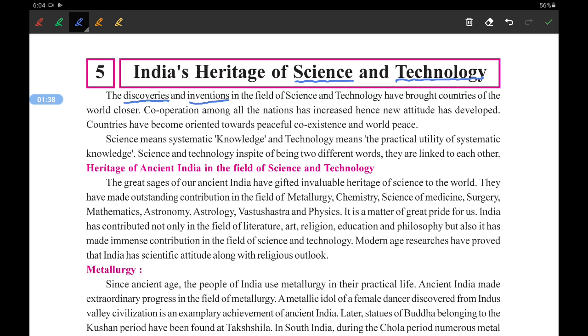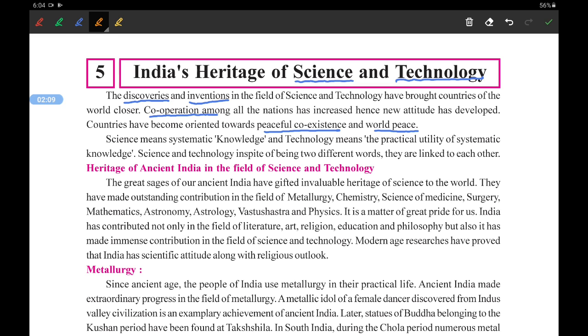Cooperation among all the nations has increased, hence new attitudes have developed. Due to the cooperation among the nations, a new attitude has developed, which is mutual understanding. Countries have become oriented towards peaceful coexistence and world peace. See, oriented means going towards or turning towards peaceful coexistence, and they are going for world peace. That is also one of the most important things.